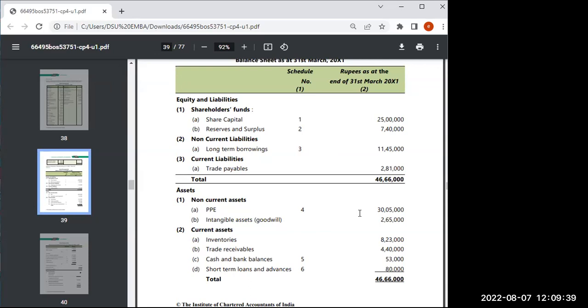So now, share capital. What is called share capital? Equity share and preference share put together is called share capital.